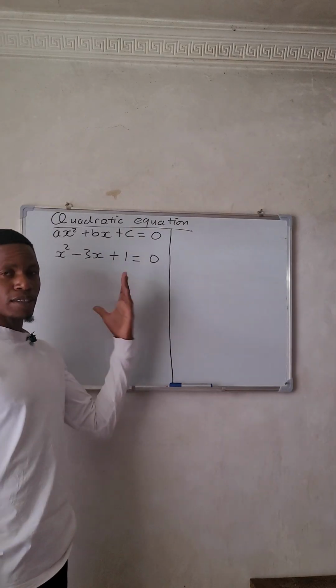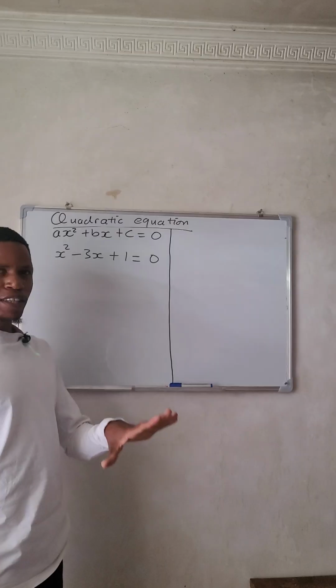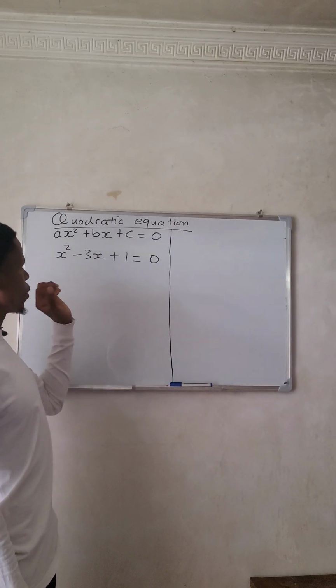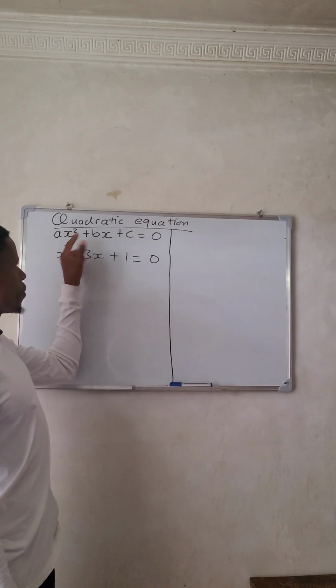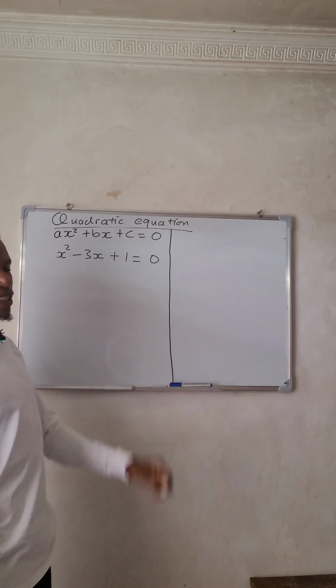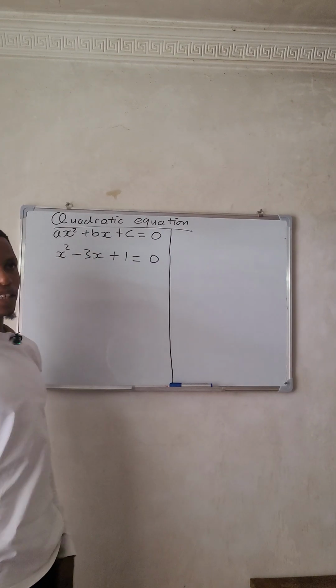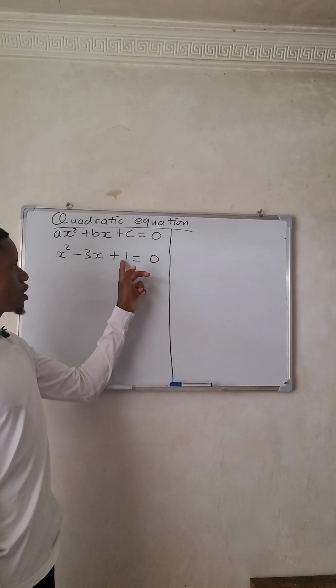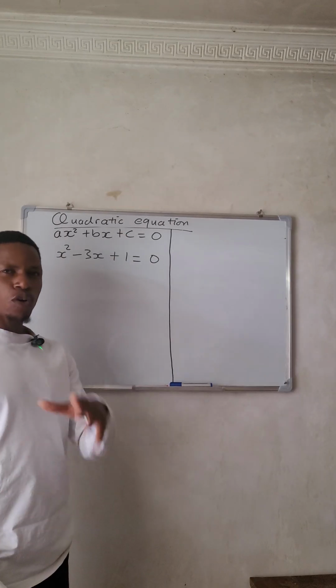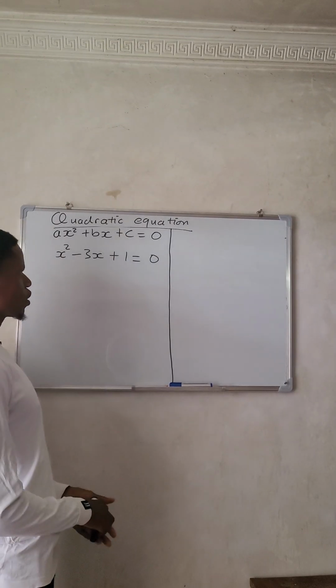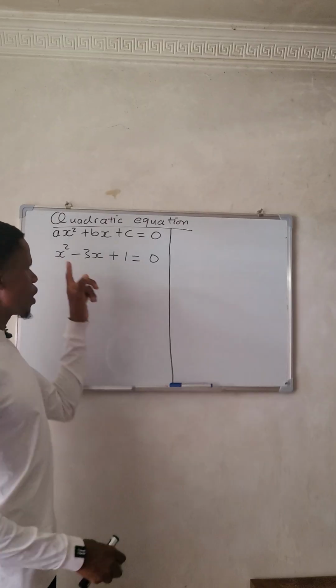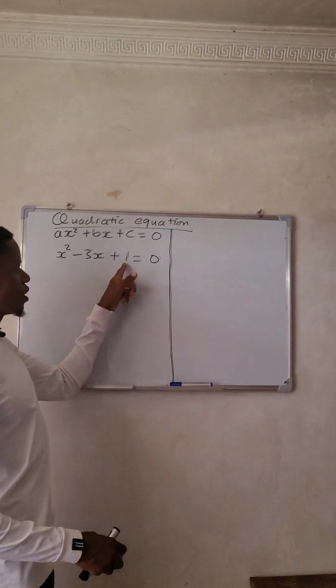0, and you are supposed to solve this equation, the first thing is you should remember that a, the number behind x squared, is here, and in this case it's 1, and b, the number behind x, and here it's minus 3, and c, the constant, is 1. So if you are going to use the quadratic formula to solve this quadratic equation, you now know that a is here, b is here, and c is here.